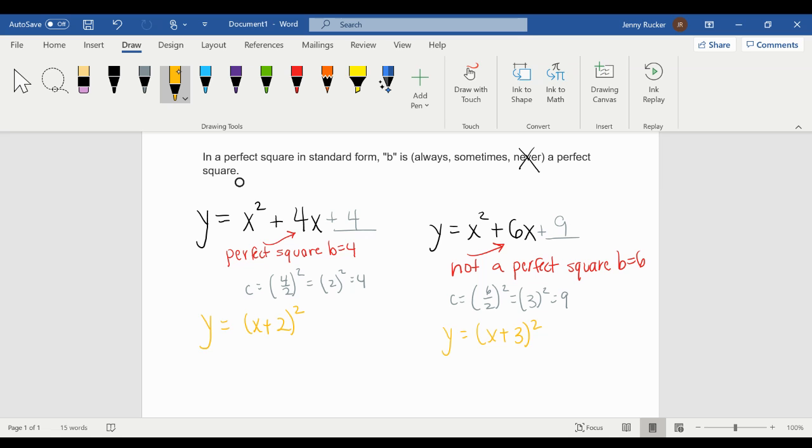So both of these equations are perfect square equations. Only one of them has a perfect square for b. So this is not always true. It is sometimes true that a perfect square has a b value that's a perfect square. Really, the b value just needs to be divisible by 2, and then we can square it to find c.